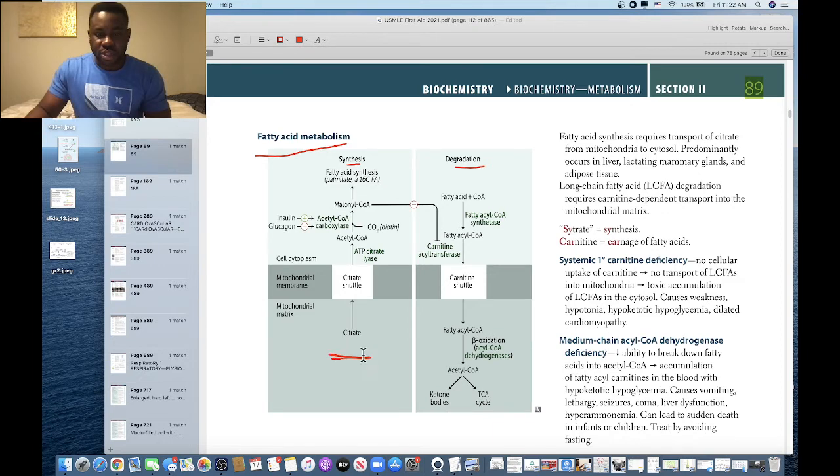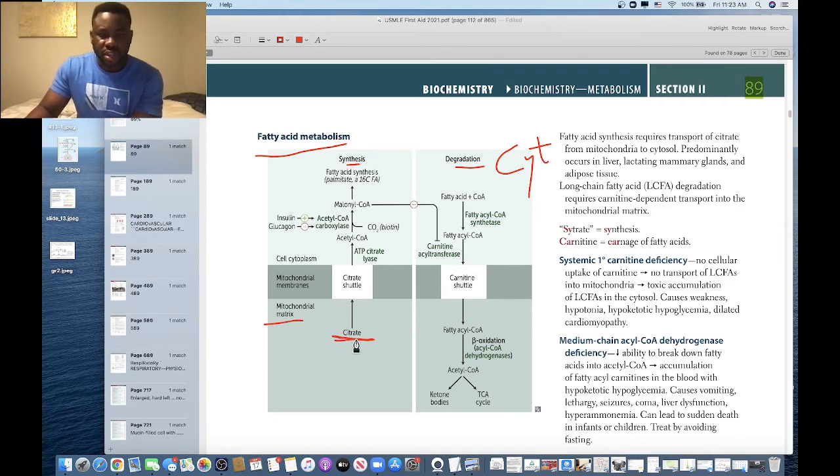The citrate that I showed you, this is the citrate. Now this side is the mitochondria, and this over here is the cytosol. So first of all, fatty acid needs to come out of the mitochondria because the synthesis occurs in the cytosol. That's one thing you want to know, it is high yield information. Fatty acid synthesis occurs in the cytosol.